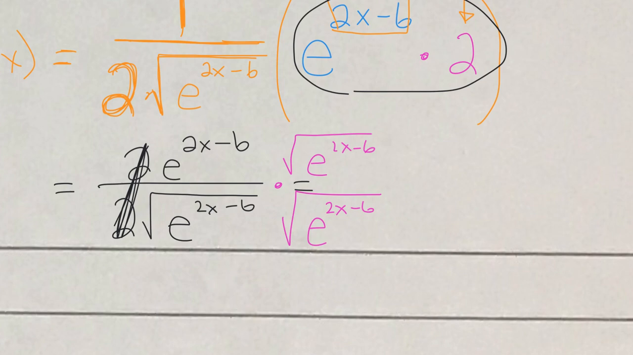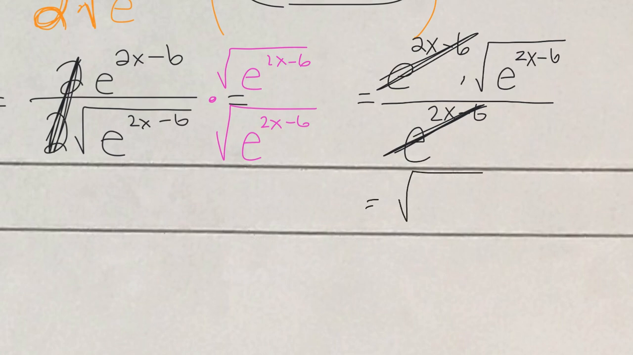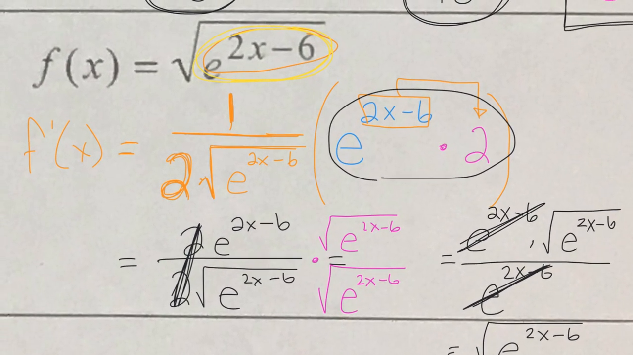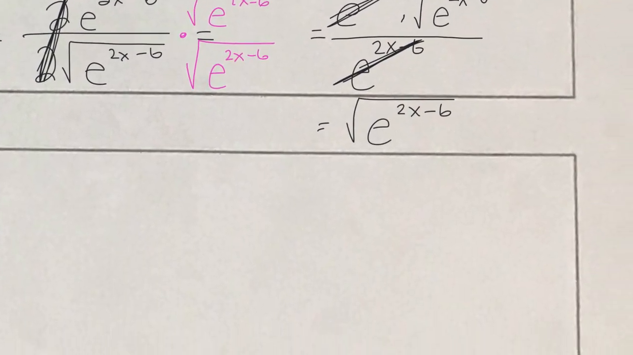So we're going to multiply by the square root of e to the 2x minus 6, top and bottom. So what happens in the numerator is we have e to the 2x minus 6 times this root of e to the 2x minus 6, all divided by e to the 2x minus 6. So those can cancel out, right? So these will divide each other out, and we get the square root of e to the 2x minus 6. That was exactly what we started with. It is its own derivative. What is going on there?